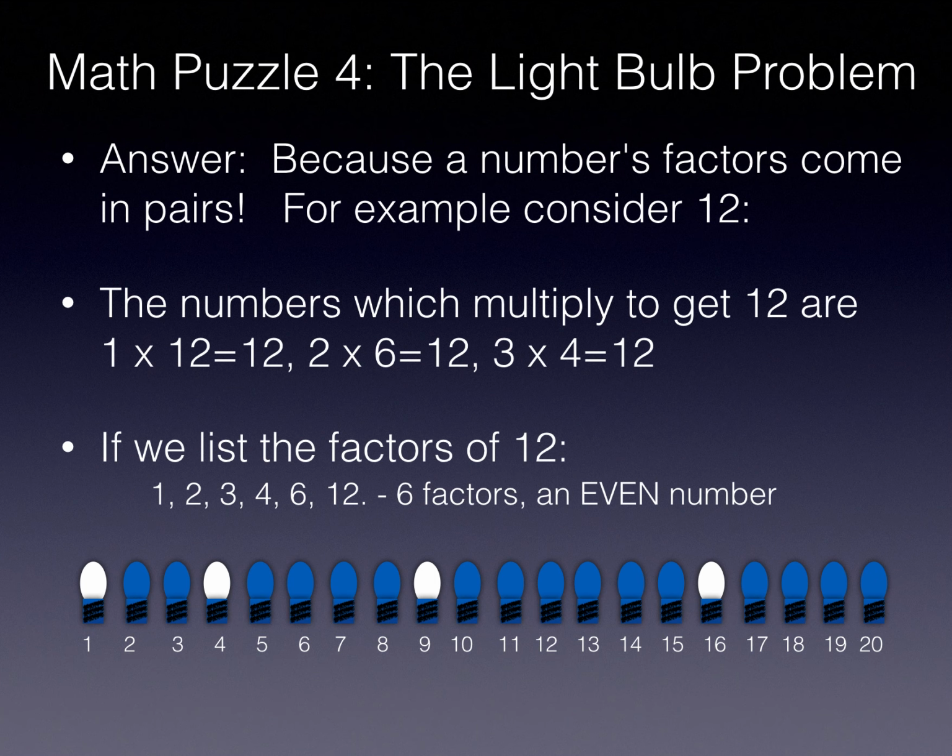For example, consider all the numbers which multiply together to make 12. You've got 1 times 12, 2 times 6, or 3 times 4. That's it. The only other way to do it is to reverse those, but it's 1, 2, 3, 4, 6, and 12. Those are the only numbers that multiply together to make 12, and you'll notice they come in pairs. There's 6 of them total, and 6 is an even number.